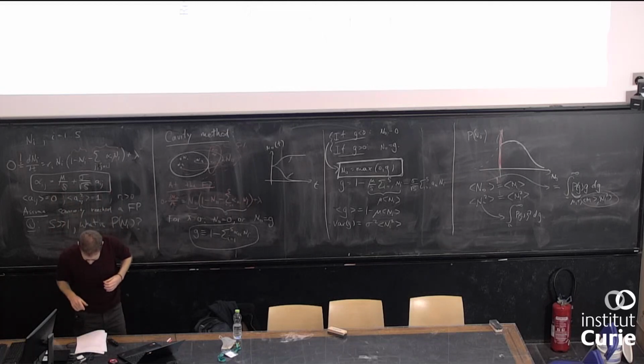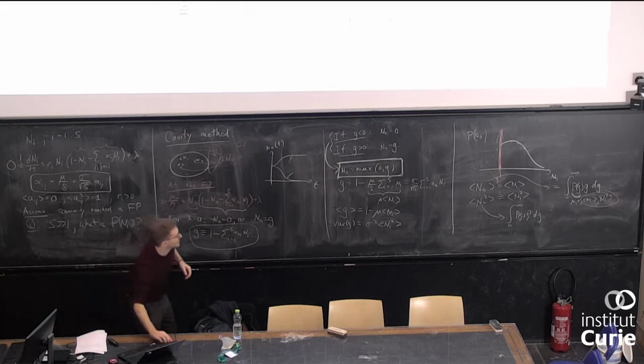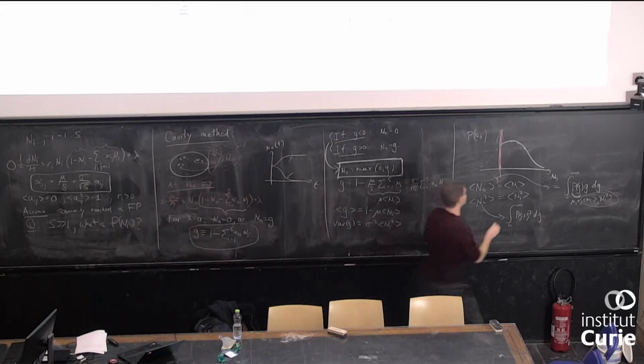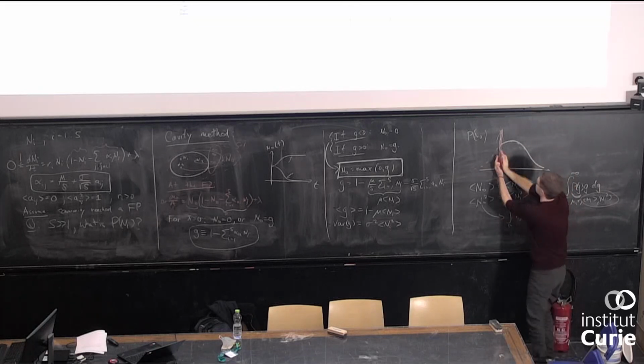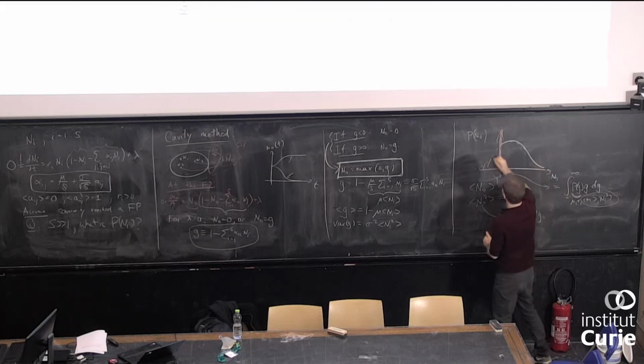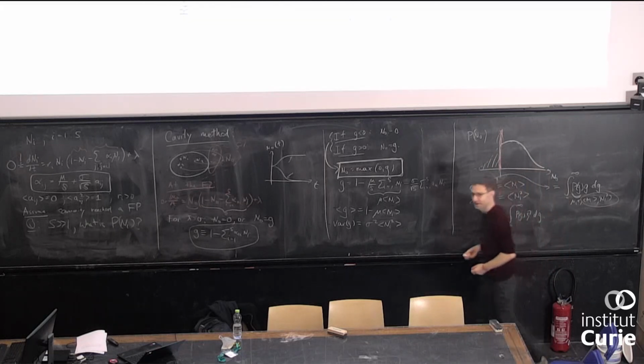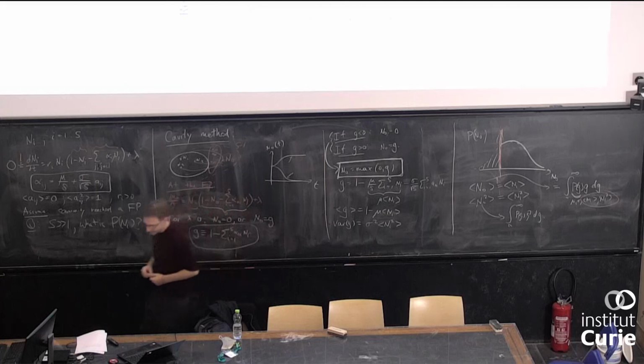Another thing, just a comment. Note that the fraction of surviving species is just the integral of this curve up to here. This is integrated, this is 1, so it's just this part, and this part here, those are the species that did not survive locally in the community.